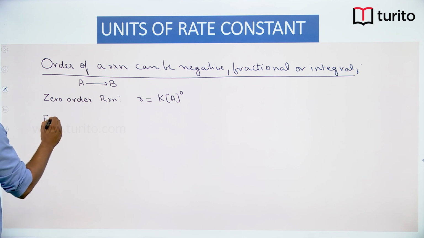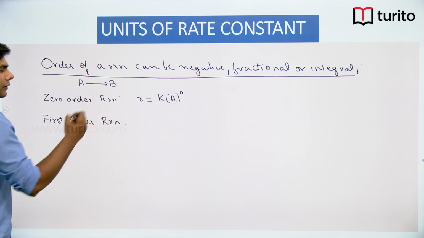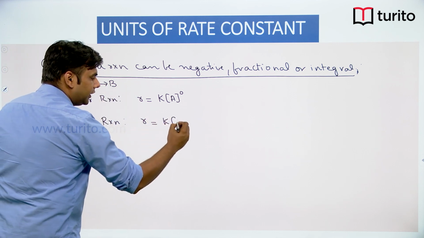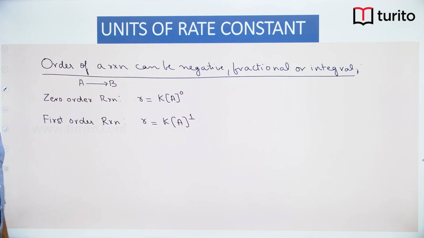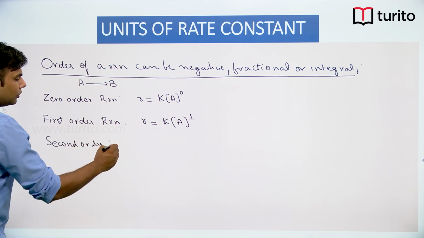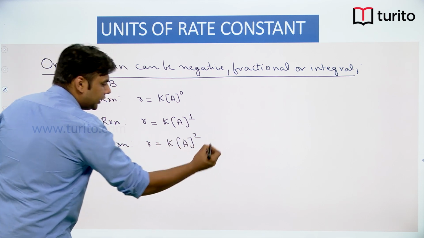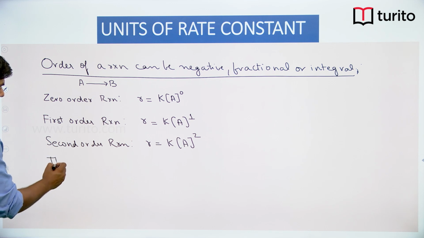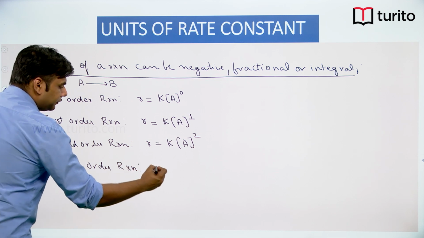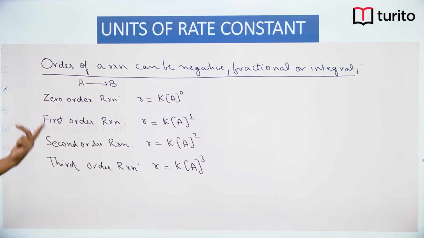For a first order reaction, if the order is 1, we will say that the reaction is first order. So for this reaction, suppose it is first order, the rate equation will be K into concentration of A raised to power 1. If it is a second order reaction, it means the order is 2. So rate is equal to K into concentration of A raised to power 2. If it is a third order reaction, rate is K into concentration of A raised to power 3. Okay, so I hope this is very clear.